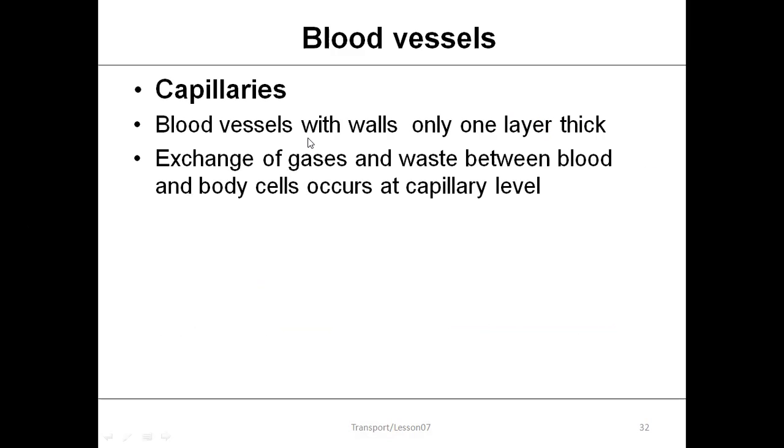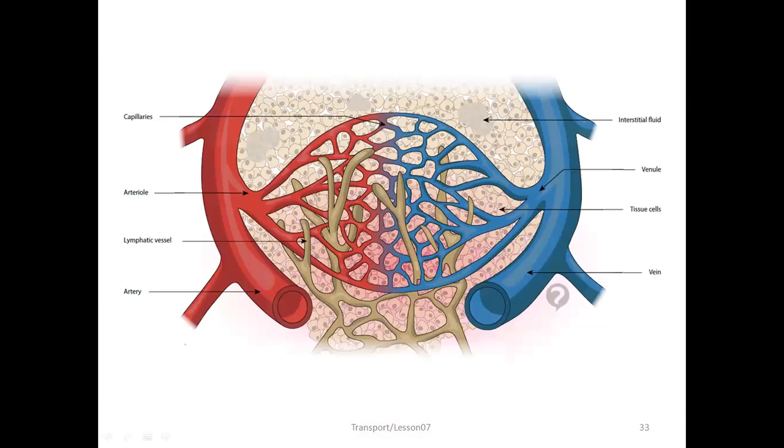Capillaries क्या है? Blood vessels with walls only one layer thick. Exchange of gases and waste materials between the blood and the body cells occurs at capillary level. बहुत important point है. Now look at this. This is the artery breaking down into arterioles and then capillaries. This is the capillary network, which is intermingled with the lymphatic vessels.